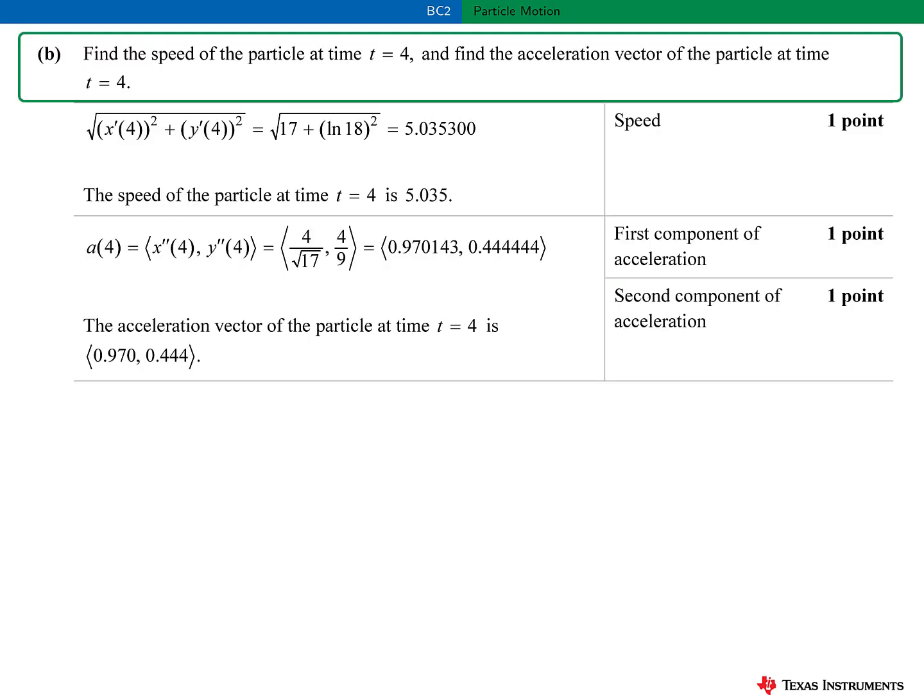In Part B, we need to find the speed of the particle at time t equal 4. And we need to find the acceleration vector of the particle at time t equal 4.